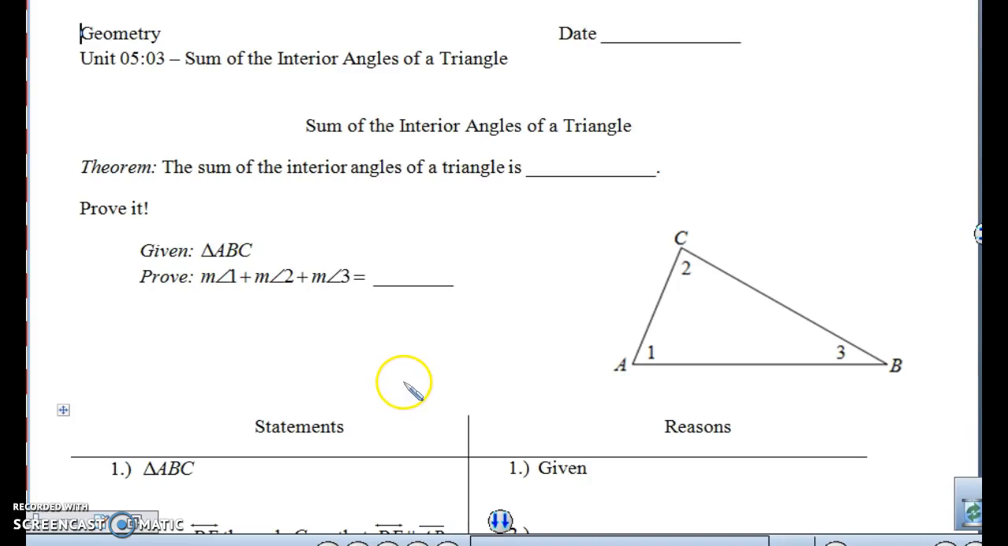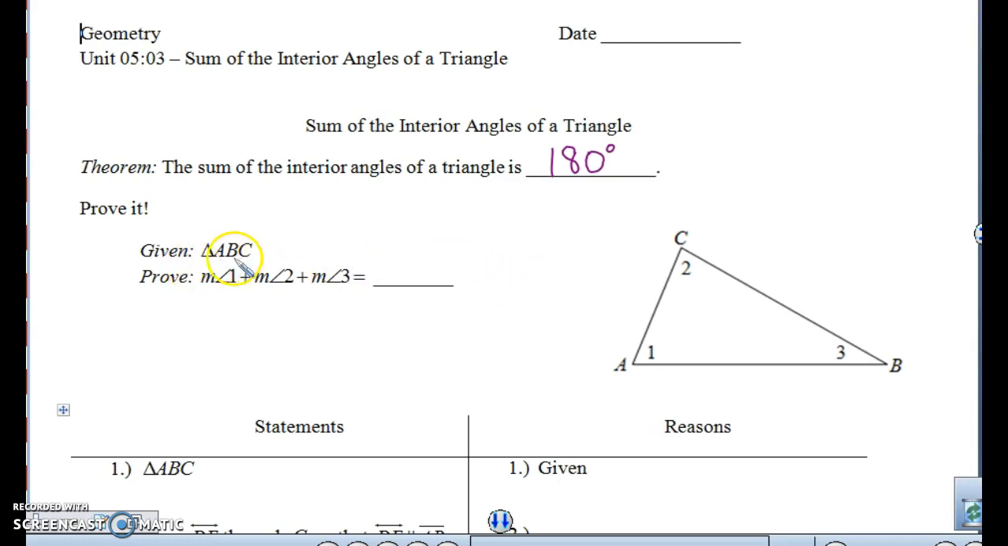This is Geometry Unit 5, Lesson 3, the sum of the interior angles of a triangle. Now, we learned back in grade school that the sum of the interior angles of a triangle is 180 degrees, and that's actually a theorem that we can prove. Why is it 180 degrees and not something like 90 or 360 or whatever? We're actually going to prove it.